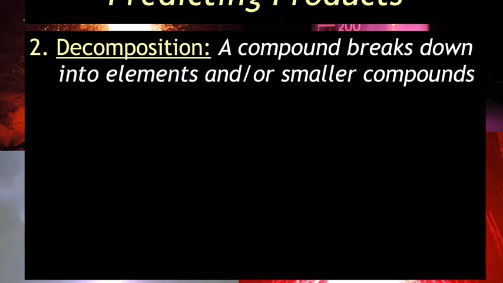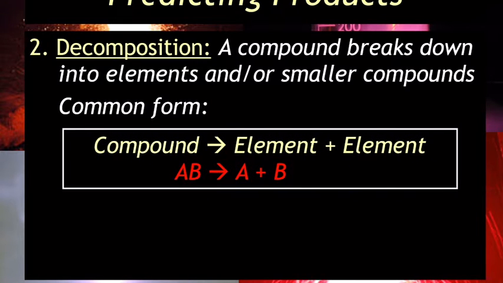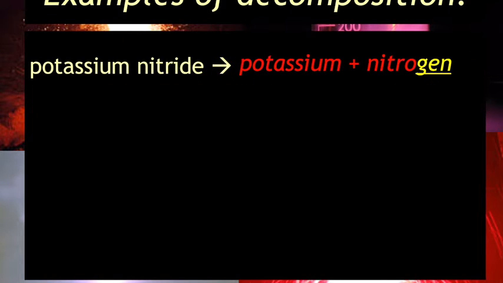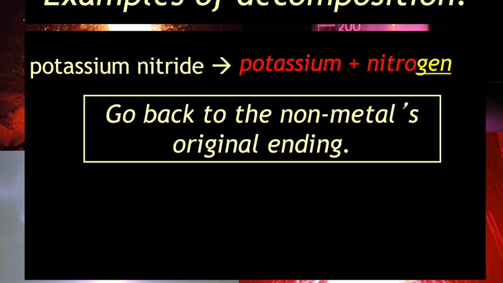For decomposition, it's kind of the opposite of synthesis. We have something larger breaking down into smaller pieces. So that looks something like AB yields A plus B. It's breaking apart. And some examples: potassium nitride breaking down into potassium and nitrogen. And something to note here, we go back to the nonmetal's original ending. So instead of nitride, it's going back to nitrogen.